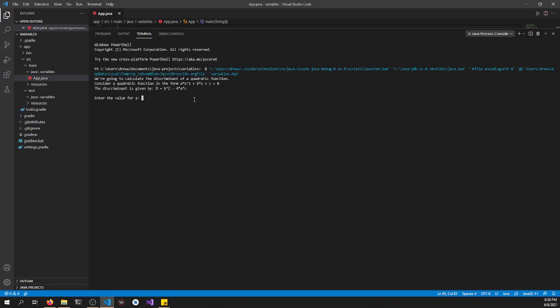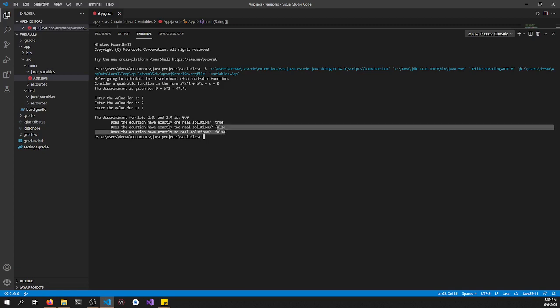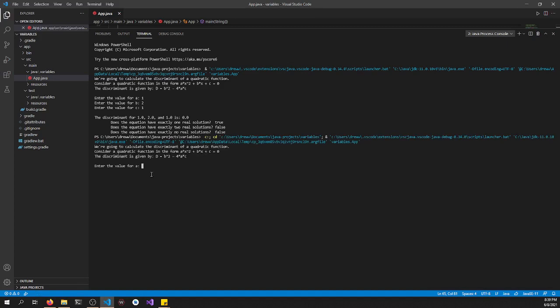So a good example, just to test this out, is 1, 2, 1. The discriminant for 1, 2, 1 is 0. So we see here, does the equation have exactly 1 real solution? True. Does it have exactly 2 real solutions? False. And does it have exactly no real solutions? Also false. So if you do this correctly, you should see that one of these should be true and the other 2 should be false. So let's run it again. Okay, and there we go.